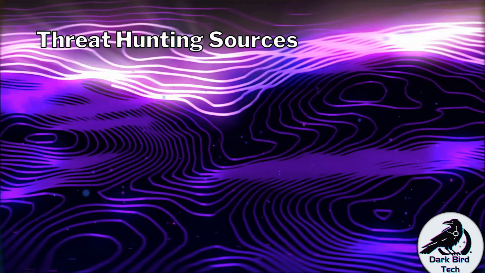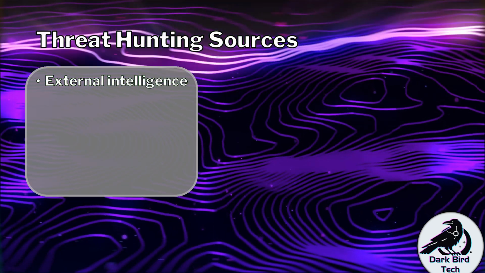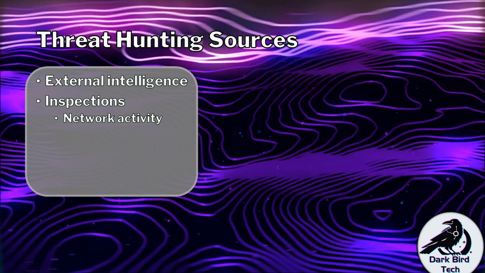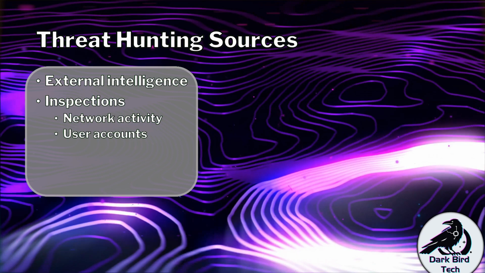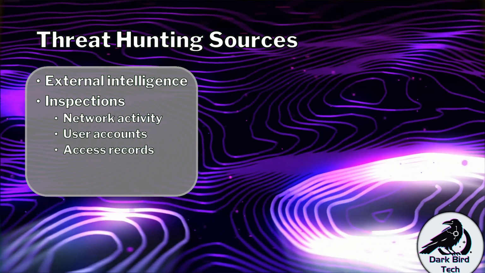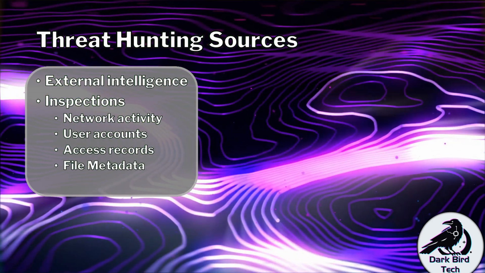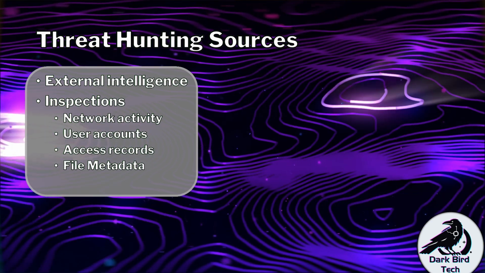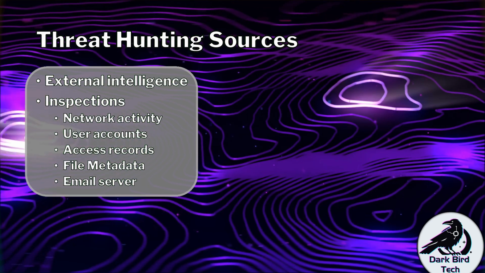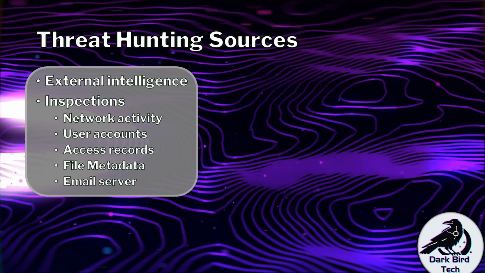Your threat hunting sources can also be incredibly helpful. External intelligence helps a lot with this. Inspections of your systems when you're doing threat hunting, like looking for odd network activity, suspicious user accounts, or any sort of access records that don't make sense, like time of the day, day of the week, and stuff like that, could be very useful. Also, looking at file metadata around deleted files or edited files could be very useful. Reviewing your email server, looking for strange communications logs or new accounts that were created without an HR record, can all be very, very useful.